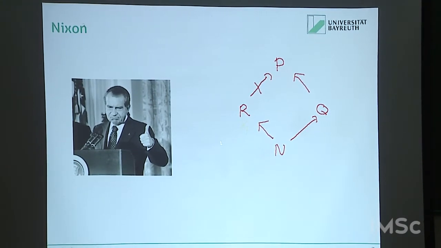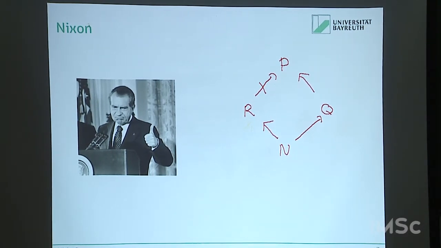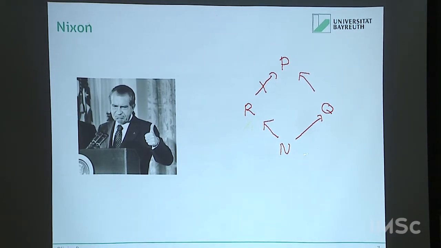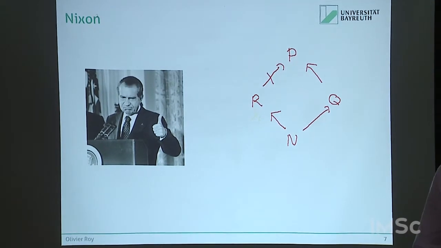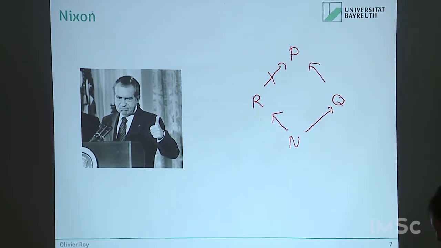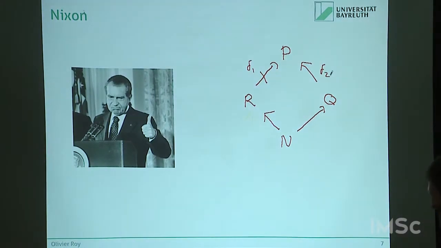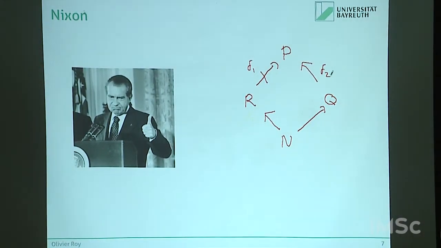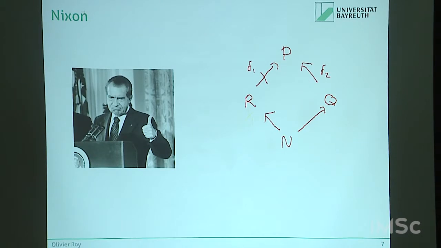So this structure presents us with a set of what's called default inference rules, especially the top ones. The bottom ones, since we know that Nixon is a Republican and Nixon is a Quaker, will not be put into question. But the two top arrows, which I will note delta 1 and delta 2, are two default rules. Usually Republicans are not pacifist, and usually Quakers are pacifist. And the question is, what should you believe?